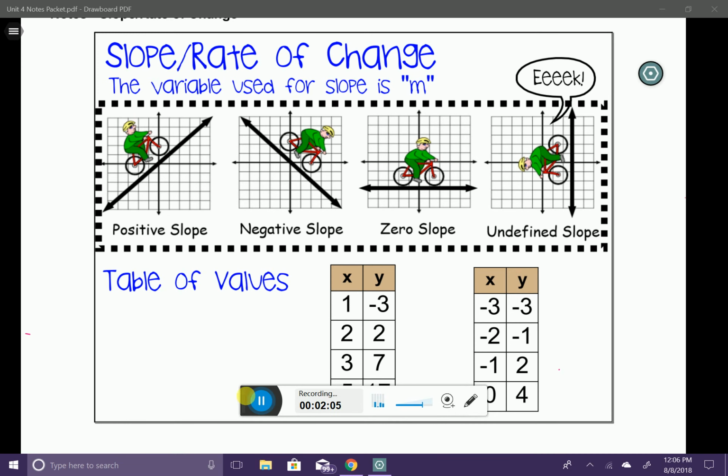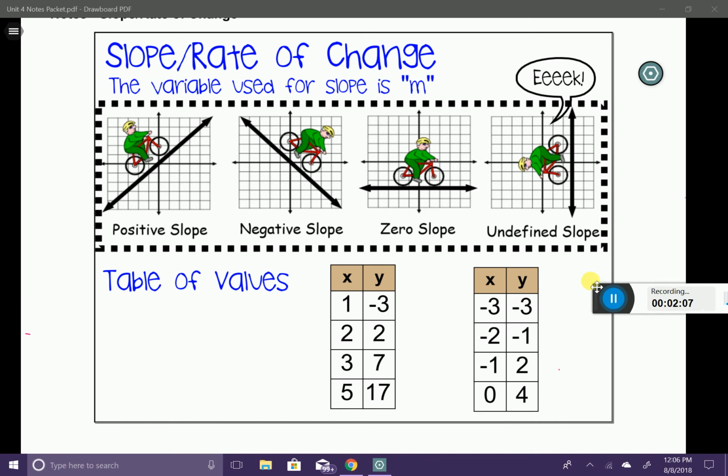So the first thing I wanted to show you was I wanted to bring in this idea of rate of change. And why is a slope called a rate of change? Well, it's the rate at which something is changing. And I'm going to show you what that means graphically on the next slide. But let me show you what it looks like on a table of values.